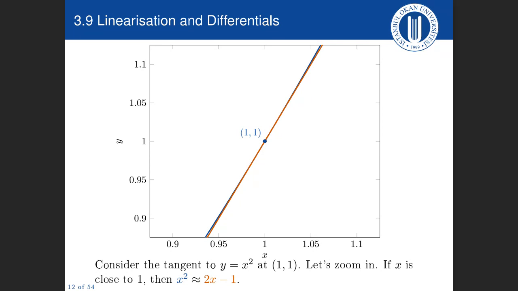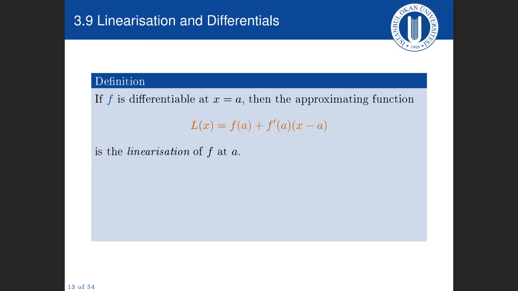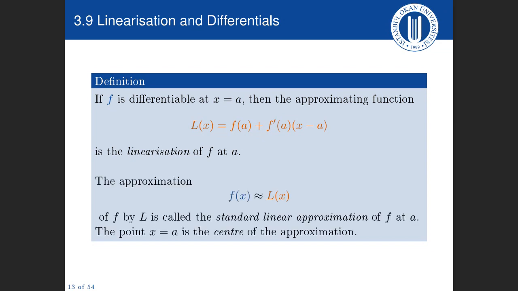That's the idea in this section. If a function f is differentiable at x is equal to a, then the approximating function, that's another way of saying the tangent line, is capital L of x equal to f of a plus f prime at a, x minus a. This is called the linearization of f at a. And this is useful because if x is close to a, then our function f of x is approximately equal to its linearization. This is called the standard linear approximation of f at a. The point x equals a is called the center of the approximation.